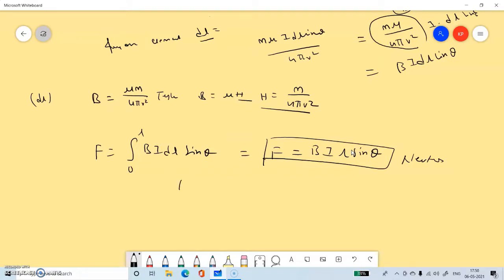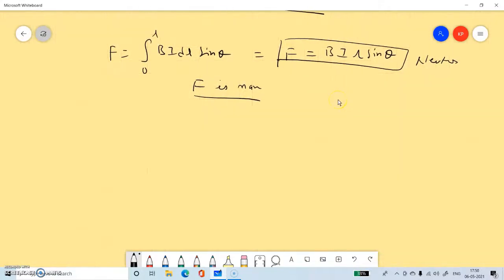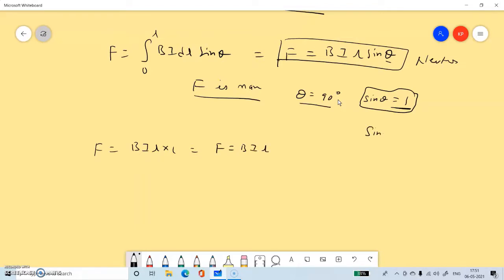Now, when will we get F maximum? We will get maximum force when theta is equal to 90 degrees. Why? Because if theta is equal to 90, then sin theta is equal to 1, and 1 is the maximum value of sine. So F is equal to B into I into L into 1, so F is equal to B I L. If theta is equal to 45 degrees, then F is equal to B I L sin 45, that is 1 by root 2 times B I L, which is much less. If theta is equal to 0, then sin theta is 0, so the total force will become 0.